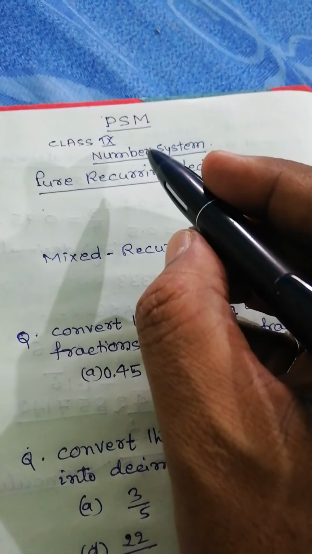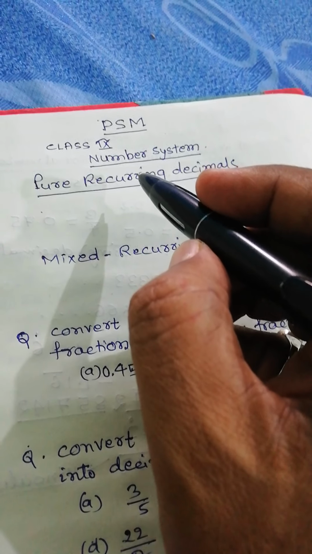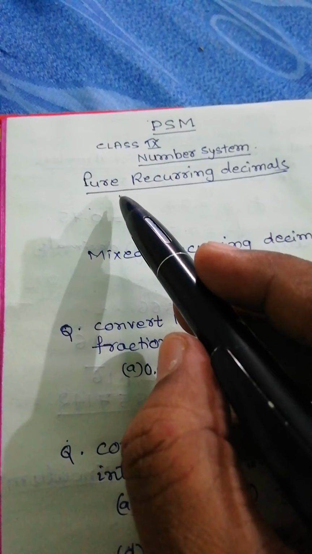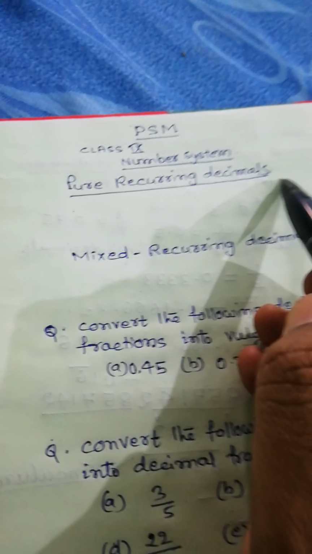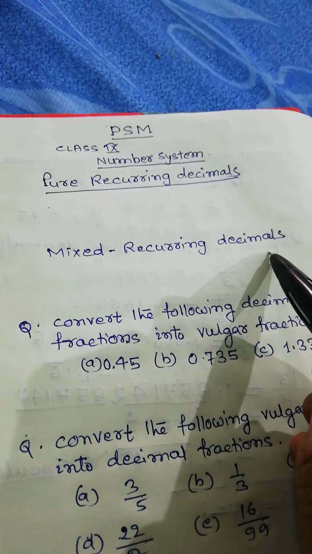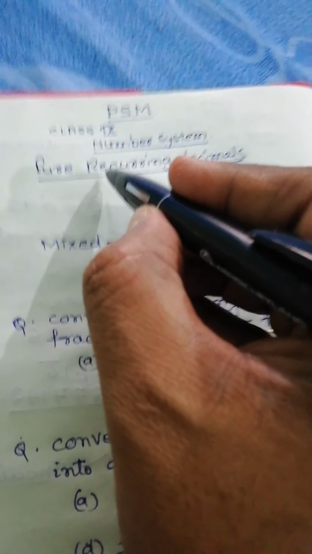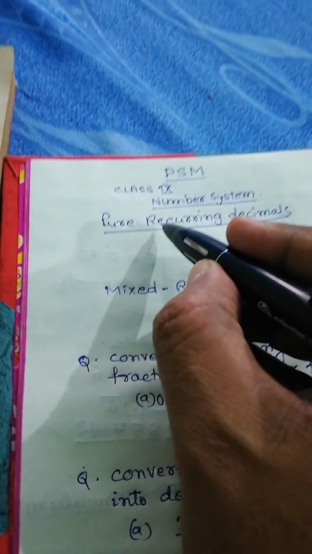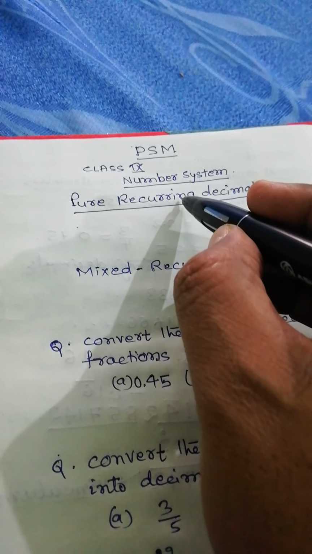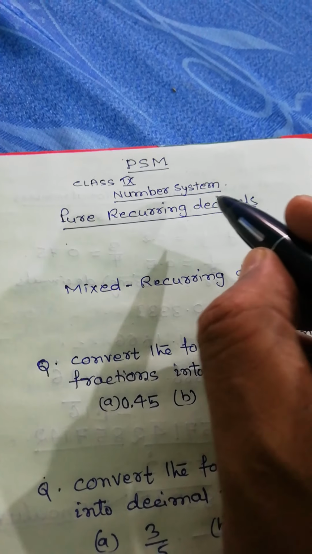After discussing the decimal representation of rational numbers, two more things are very important to understand: what are pure recurring decimals and what are mixed recurring decimals. A decimal number in which all the figures after the decimal point are repeated is known as a pure recurring decimal.